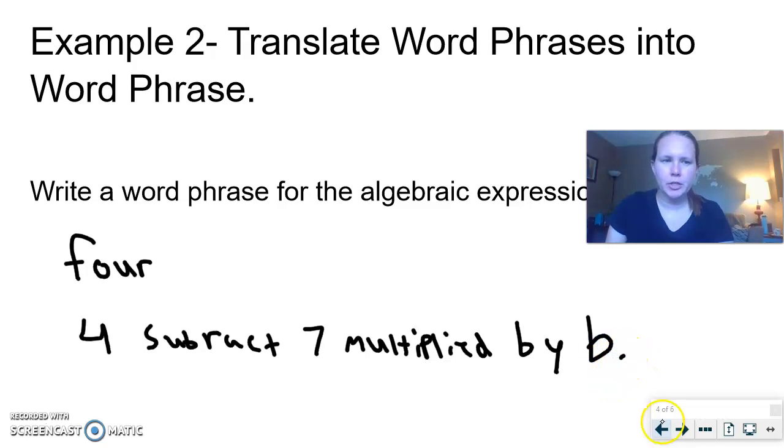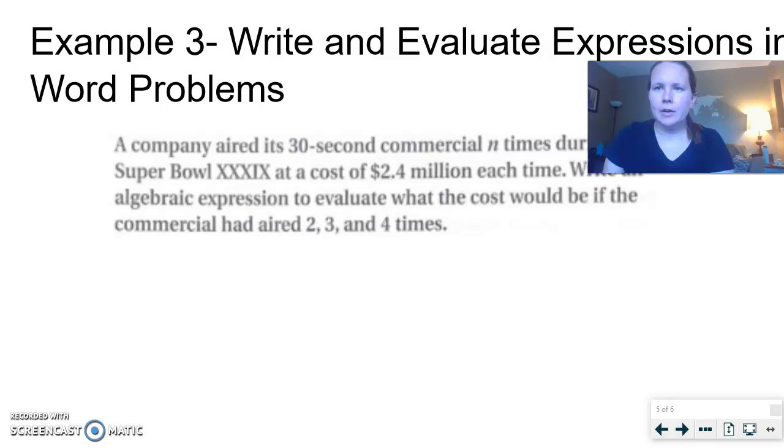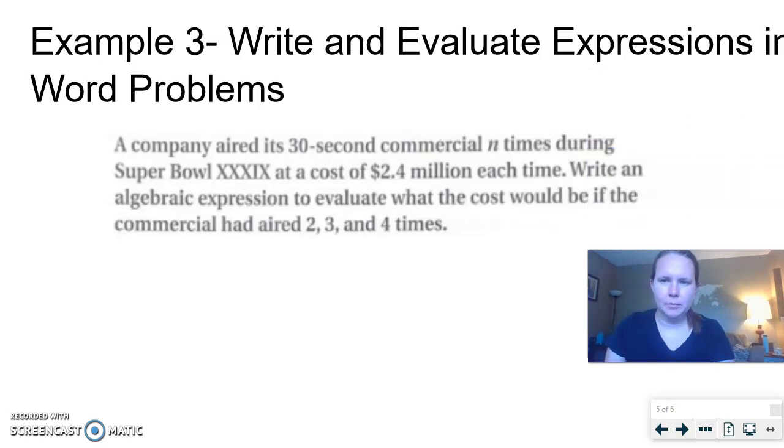If you've got any other suggestions, you can always let me know if you think that's correct. There's a couple different ways you could say it. You could say a difference of, or you could be like, okay, 4 subtract the product of 7 and b. That's another way you could do it. There's definitely multiple ways you can go through it. So I want to keep going though, because I don't want to take up too much time.